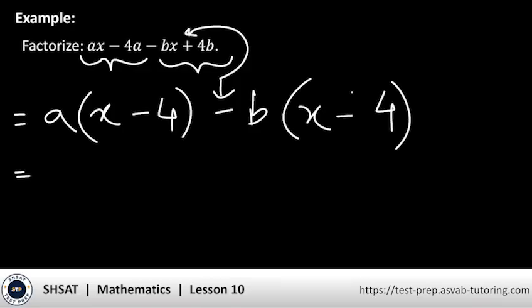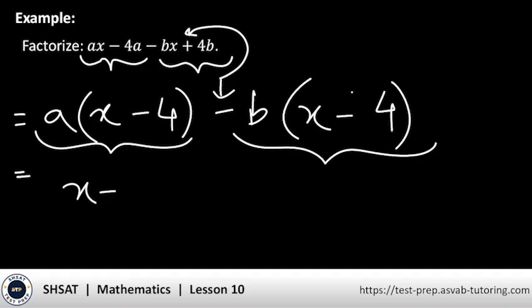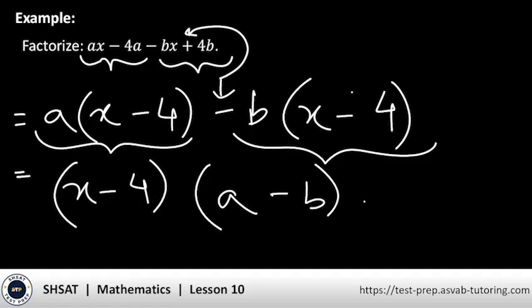And now, since now we have 2 terms, we have this as my first term, this as my second term. Of course, we can see we can take x minus 4 common. And we are remaining with what? From the first half, we have a. From the next half, we have minus b. That is my final answer.